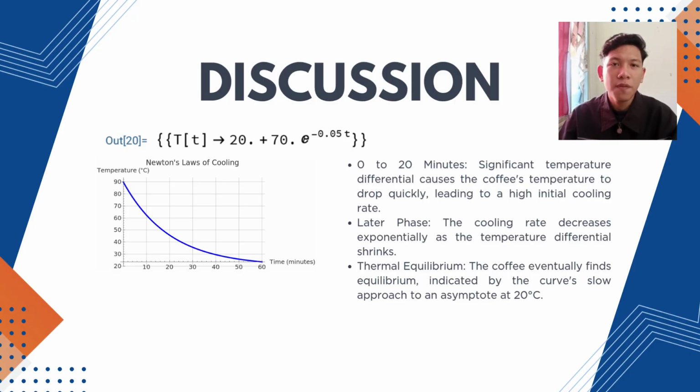Ultimately, the coffee finds thermal equilibrium with its surrounding environment, which is clearly indicated by the curved slow approach to an asymptote at 20 degrees.